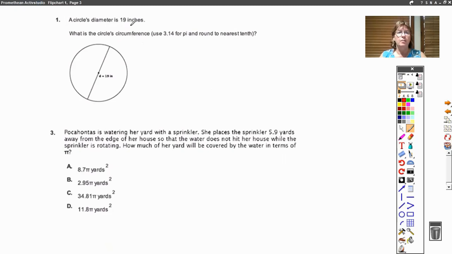A circle's diameter is 19 inches. What is the circle's circumference? So the biggest trick here, I think, is kids start using the wrong formula. So just remember, we're talking about circumference. The formula we want is C equals, and then there's 2 different ones. There's pi d or 2 pi r. And again, the way I choose is I look to see if they give me radius or they give me diameter. And what they're actually giving me is diameter. So since they're giving me diameter, I'm going to use this formula right here.